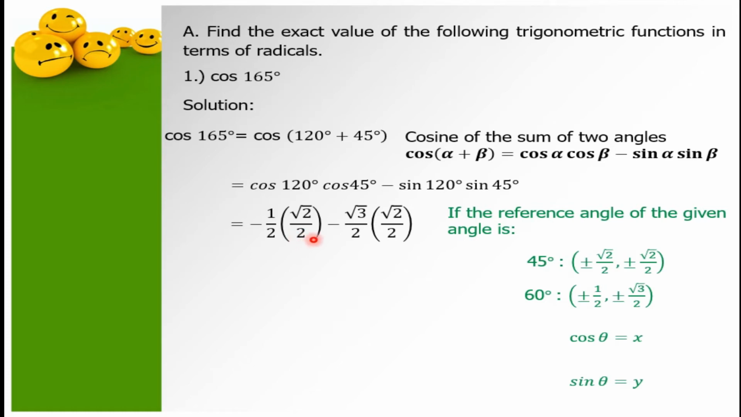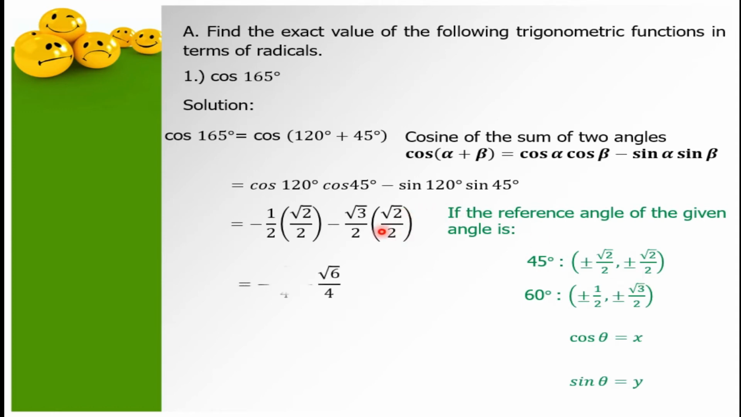Okay, ito yon. Minus sine 120 degrees. So, sine theta correspond to y-coordinate. Ito yung y-coordinate ng reference angle ng 120 degree na 60. So, ito, so you have square root of 3 over 2. So, for sine 45 degree, we have, okay, sine is y. So, ito, square root of 2 over 2.